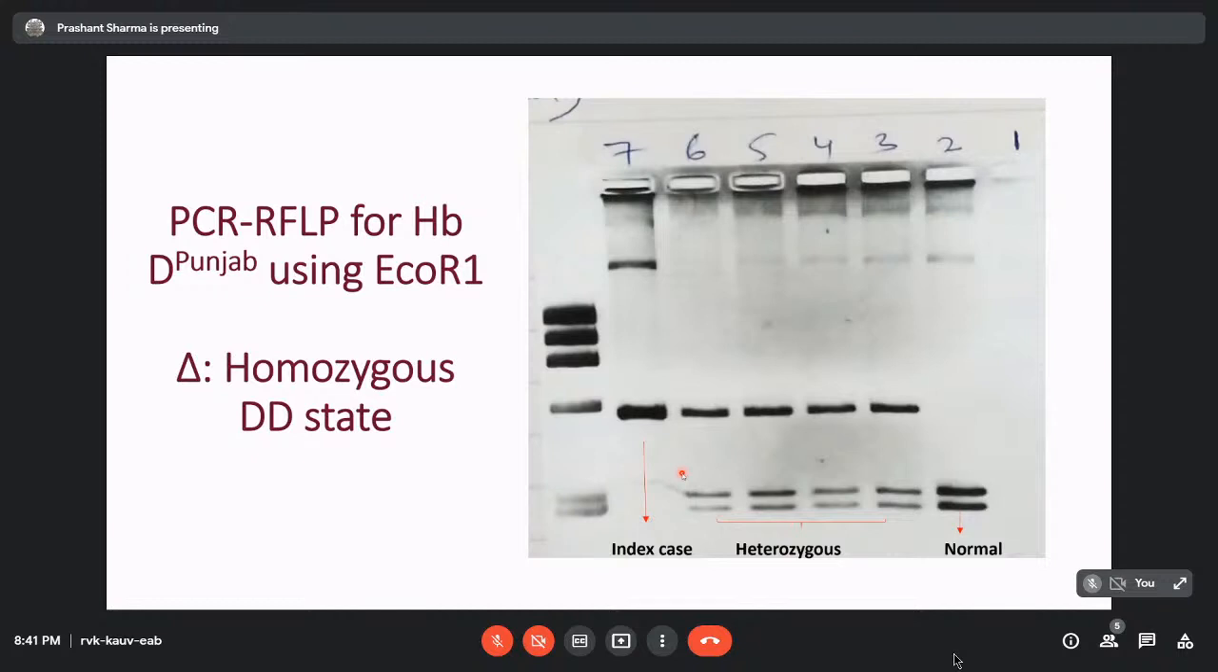Loss of restriction site. So the normal has two smaller bands, and the homozygous person is going to have a single band which didn't get cleaved by the EcoR1. More and more labs are now using Sanger sequencing.